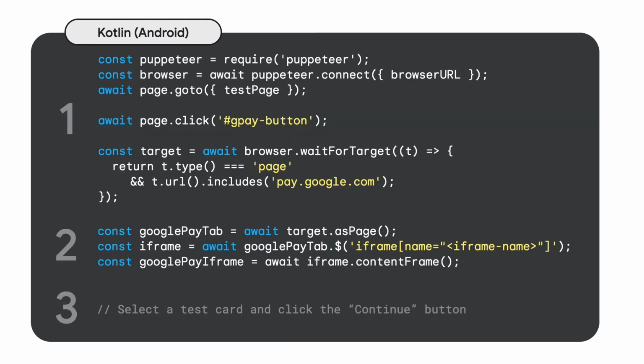For the web, the main difference is that we first have to switch to the payment handler window and select the corresponding iframe context. In this example, we are using Puppeteer to achieve that. Once we did that, we can change to a specific test card similar to how we did on Android.